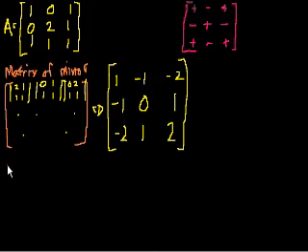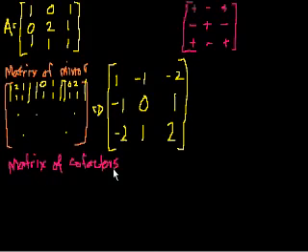Let me write that down. Matrix of cofactors. You can imagine this is a bit of a marathon of computation. Okay, so the matrix of cofactors is essentially applying this pattern to the matrix of minors. So you say this plus 1 times 1 is 1. But now we have a minus, right? So it's minus times minus 1 is positive 1.